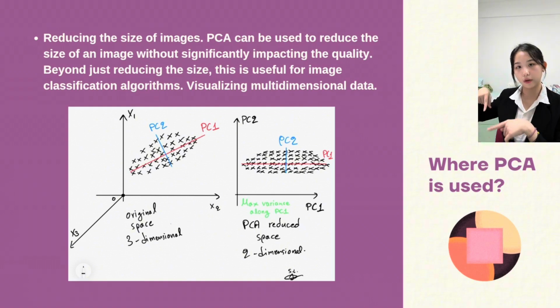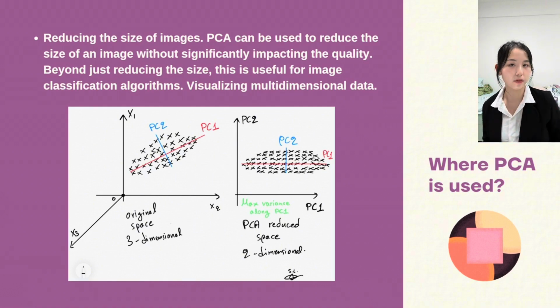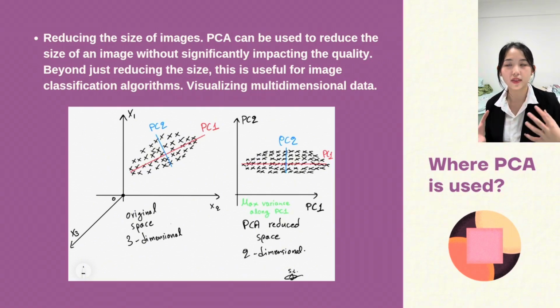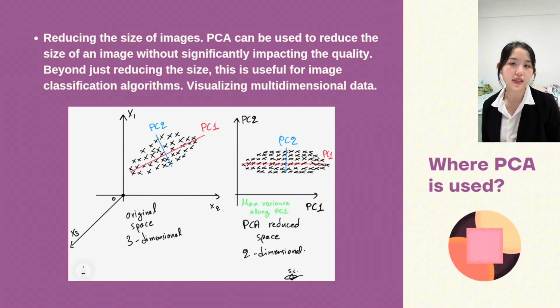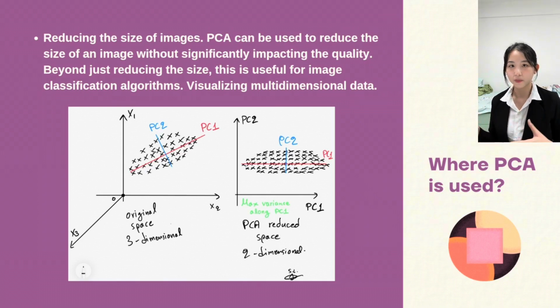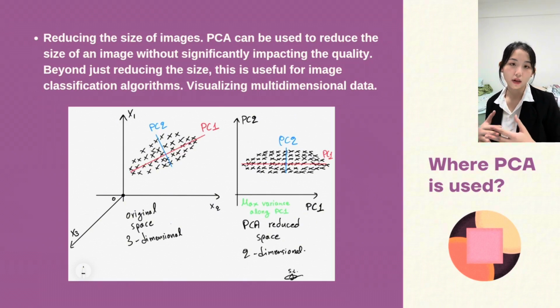And from the picture below, the left side is the original space, going from 3D to 2D, and the graph has three axes, x1, x2, and x3, representing a 3D space where the data points are spread. The black axes represent the data in this 3D space. The goal of PCA is to simplify the data without losing significant information.